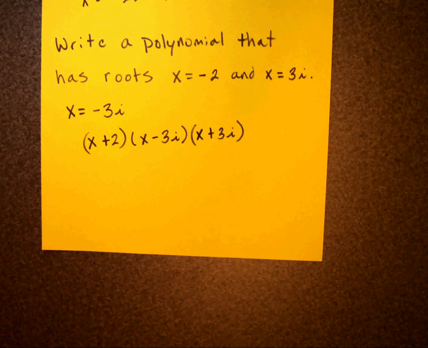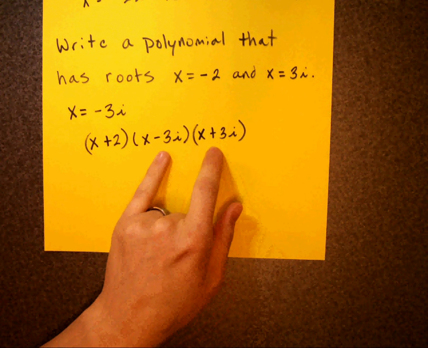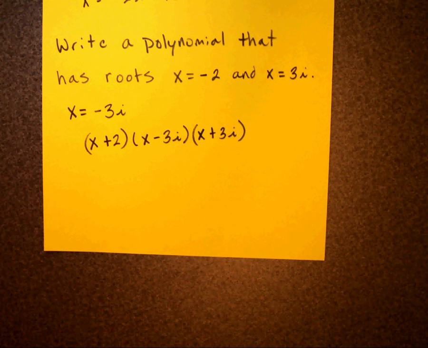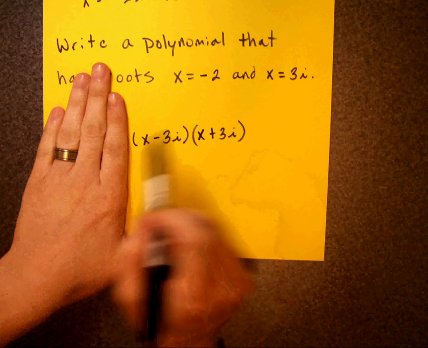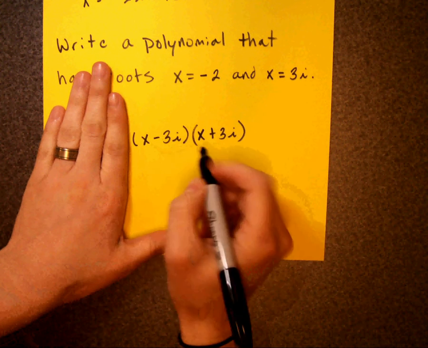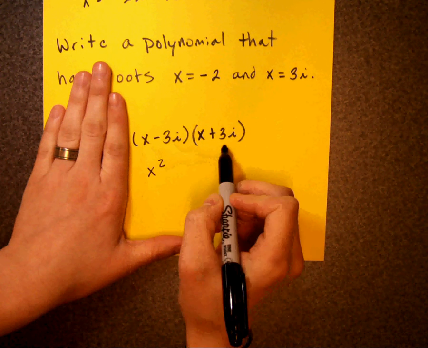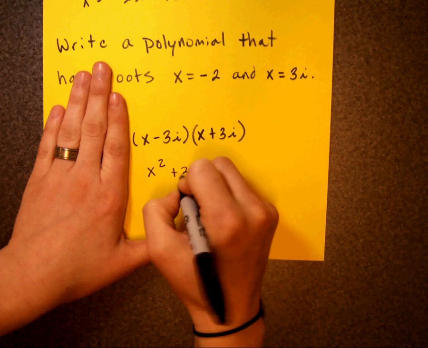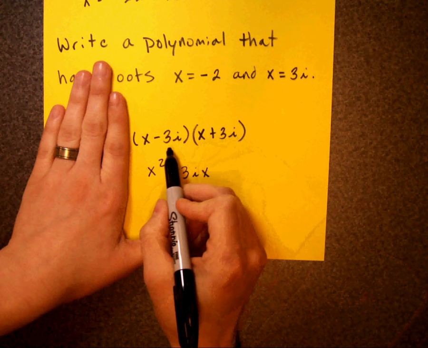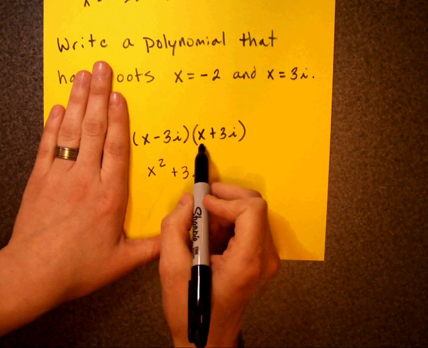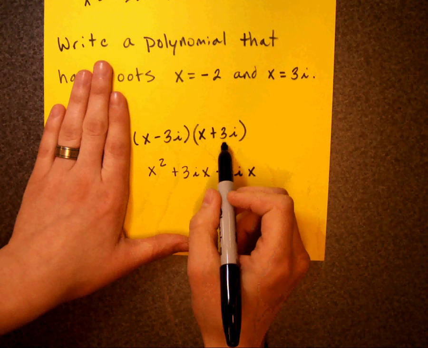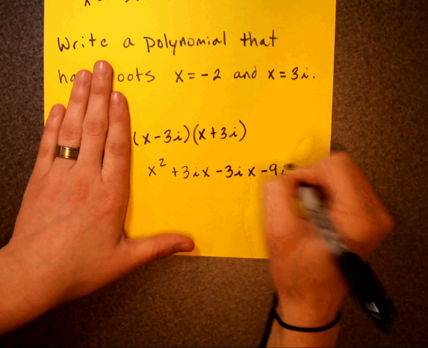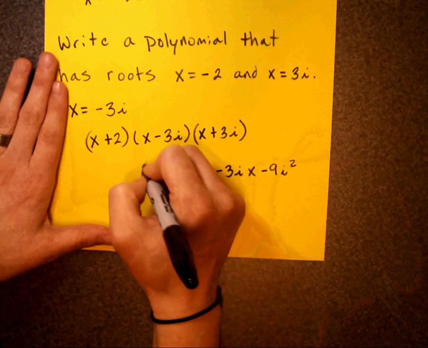So I'm going to multiply the ones with the imaginary numbers together first, and then distribute it into x plus 2. It doesn't matter the order, but it sometimes makes things a little simpler that way. So ignore the x plus 2 for a second. Let's distribute this. So x times x gives me x squared. X times 3i gives me positive 3ix. And then distributing the -3i, -3i times x gives me -3ix. And then -3i times positive 3i gives me -9i squared. So I'm still multiplying all of that times x plus 2.